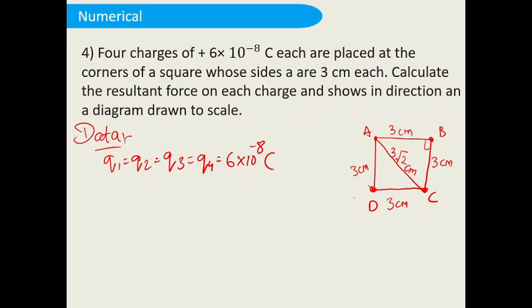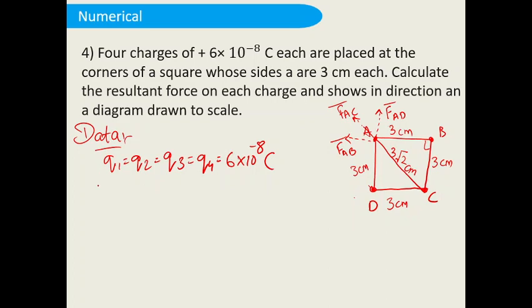Calculate the resultant force on each charge. Show the direction in a diagram drawn to scale. So we have to show the direction also. We will consider the total charge at position A first. We'll calculate the force on A because of charge D. Then we'll calculate force on A because of charge C, and then force on A because of B. So we have to calculate all individually.